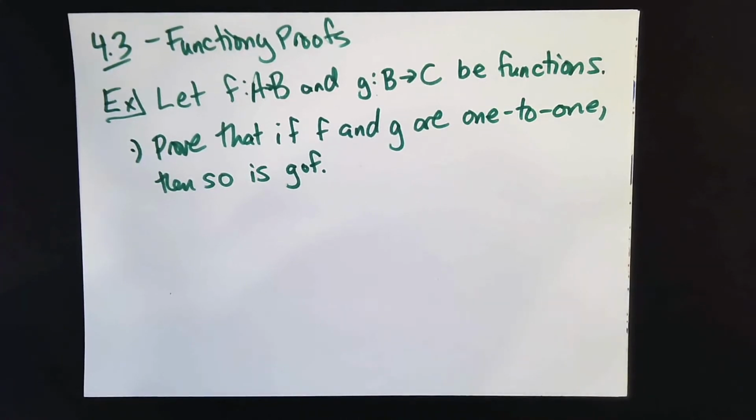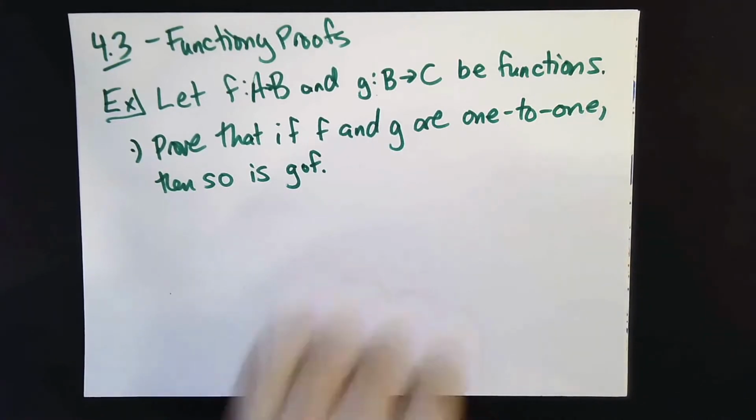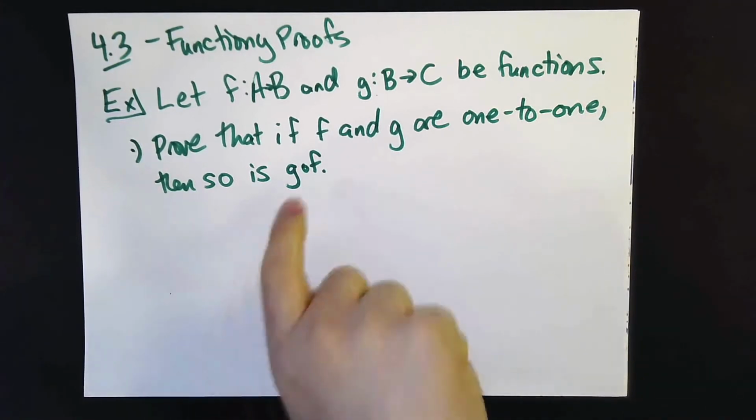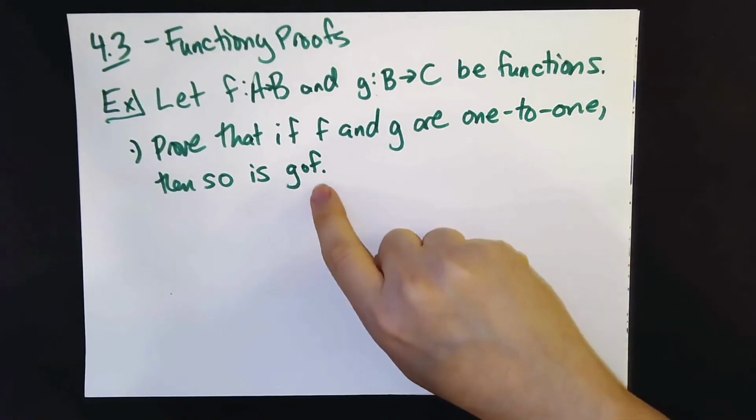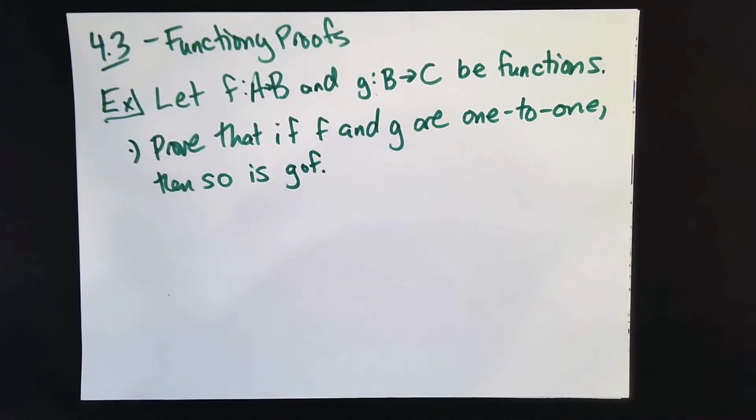Basically, this exercise is going to be talking about what function composition does to one-to-one and onto. So in this first example, we're going to prove that if both of these functions are already one-to-one, then so is their composition. And remember, the only composition that makes sense is g of f. F of g does not make sense if we have this set up in the way that we do.